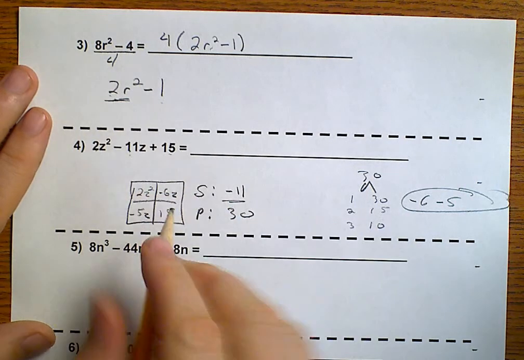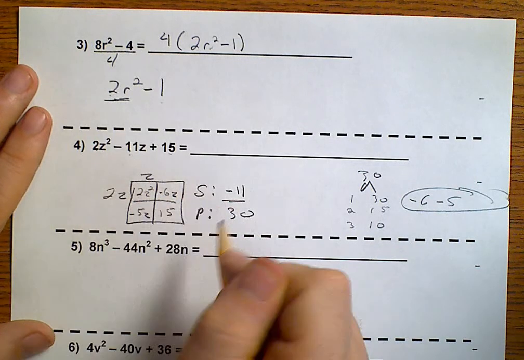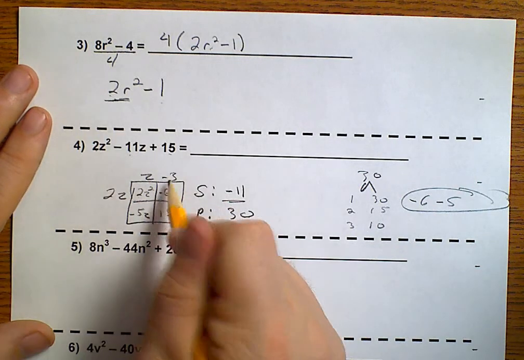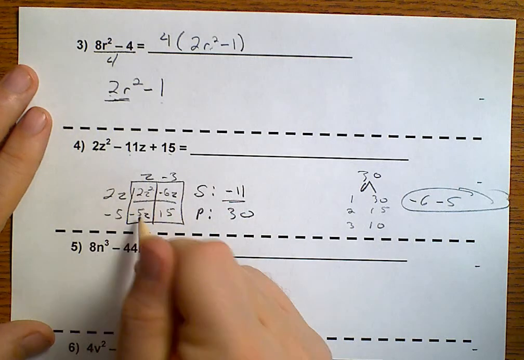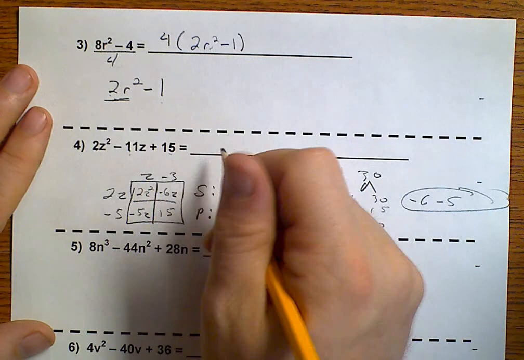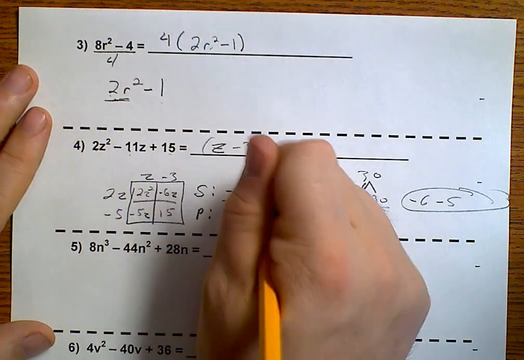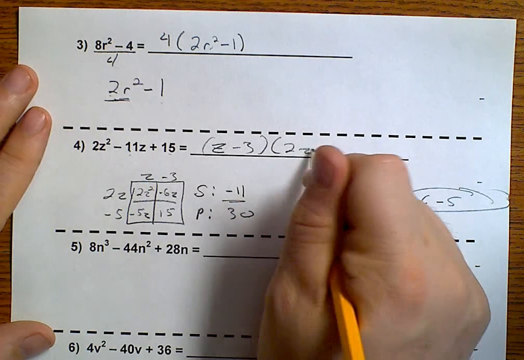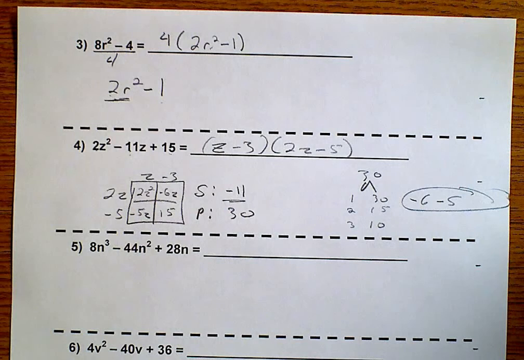To get my 2z squared, I need 2z and z. 2z times a negative 3 is negative 6z. Z times a negative 5 is a negative 5z. So here we have z minus 3 and 2z minus 5. So this problem was not any different than what we were doing just a few lessons ago in the past. There was no greatest common factors for us to pull out.